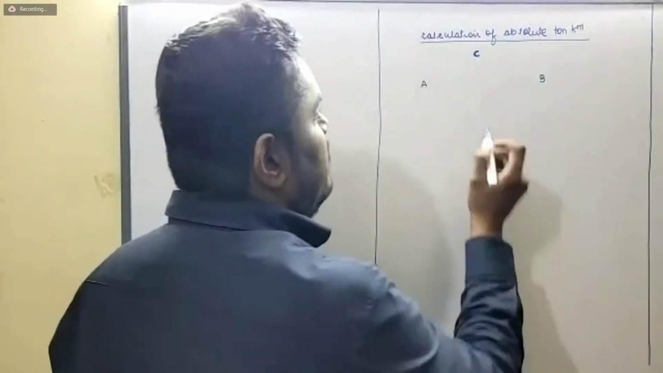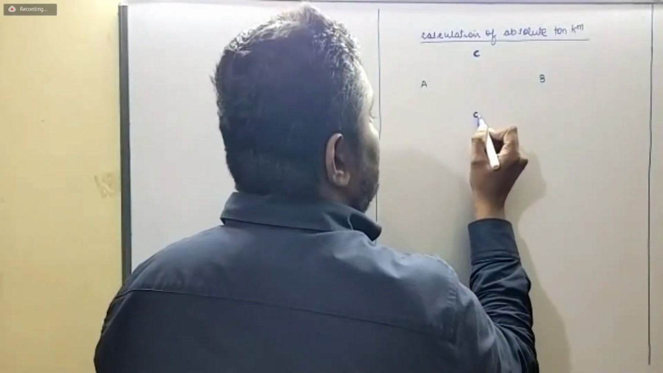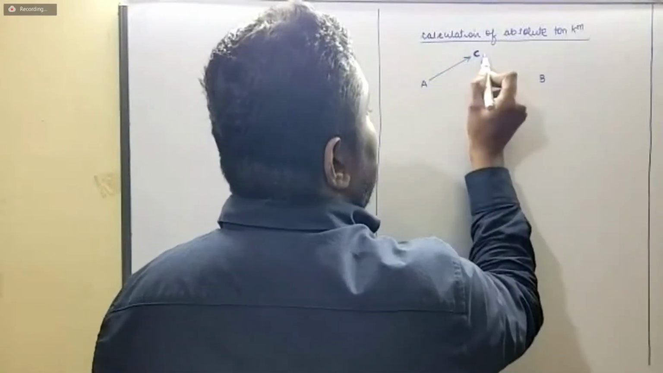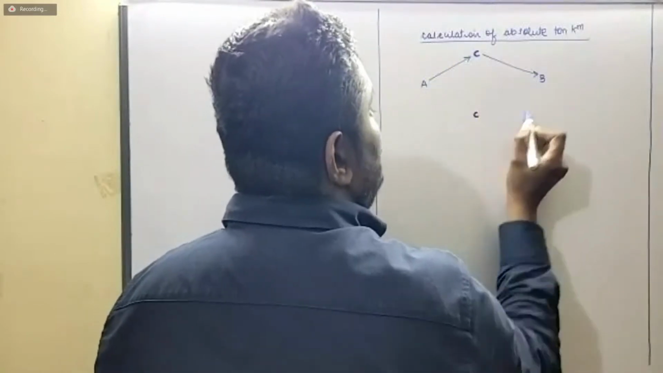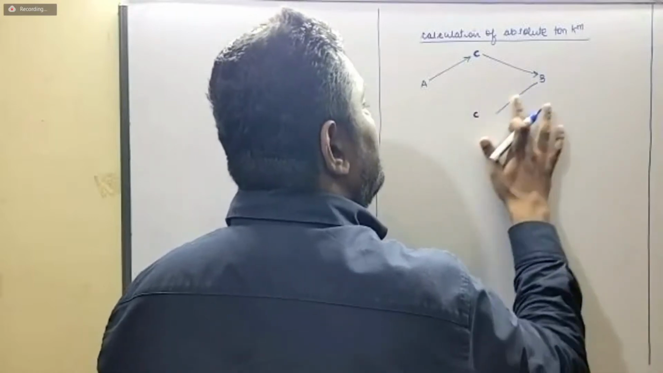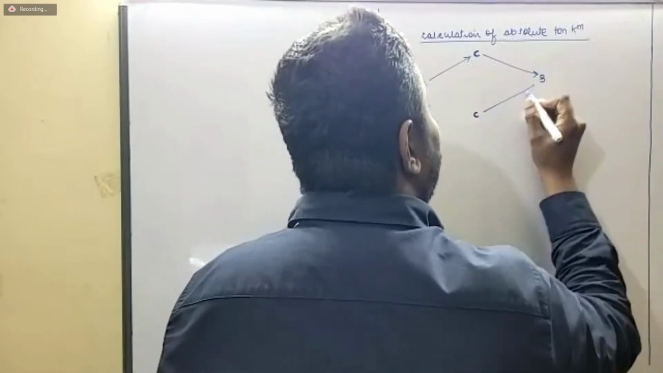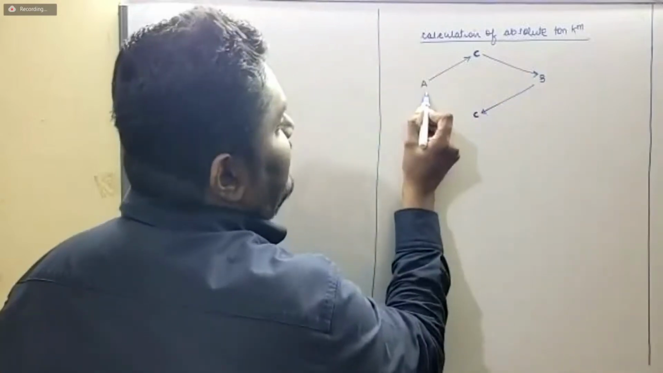In the return journey also, they are coming via C only. So in the return journey also it is C. So A to C, C to B. The truck is traveling from B to C and then C to A.